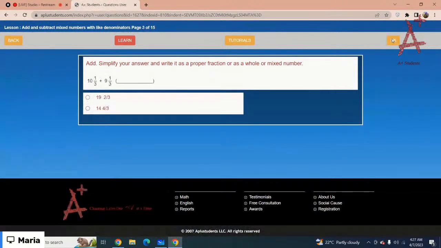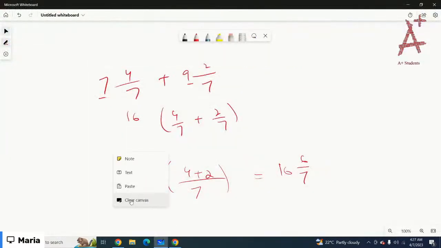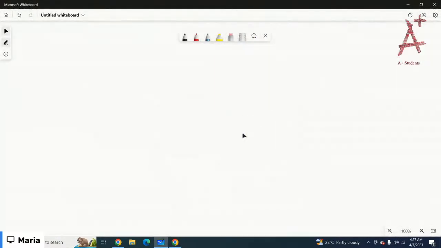Okay, the next one is 10 whole 1 over 3 plus 9 whole 1 over 3. Okay, just add the whole numbers. Here you have 10 and here you have 9. So 10 plus 9 makes 19.